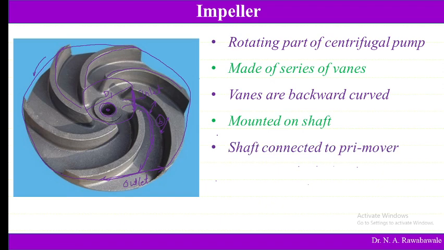It is the rotating part. It is the heart of a centrifugal pump, which converts mechanical energy into hydraulic energy and pressure energy. As water enters at the inlet of this impeller and moves from inlet to outlet, the cross-sectional area increases, and this converts kinetic energy into pressure energy. Gradually it is converted into pressure energy, as the liquid flows through these passages between vanes.